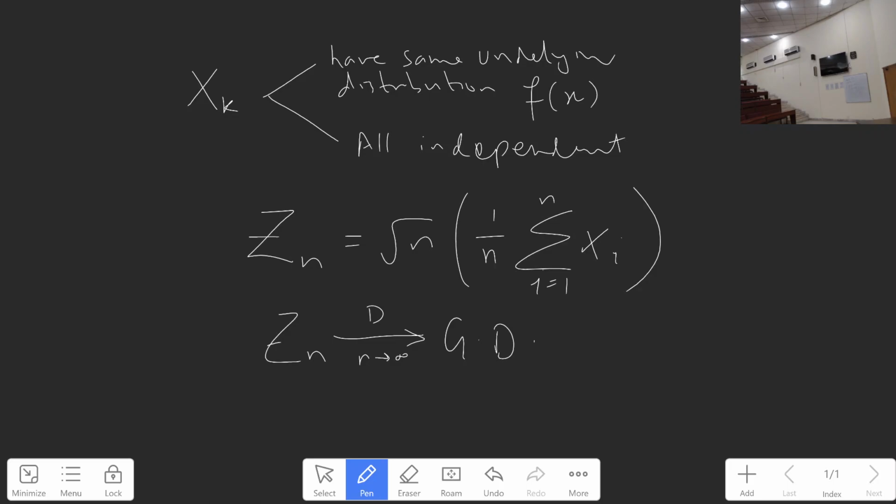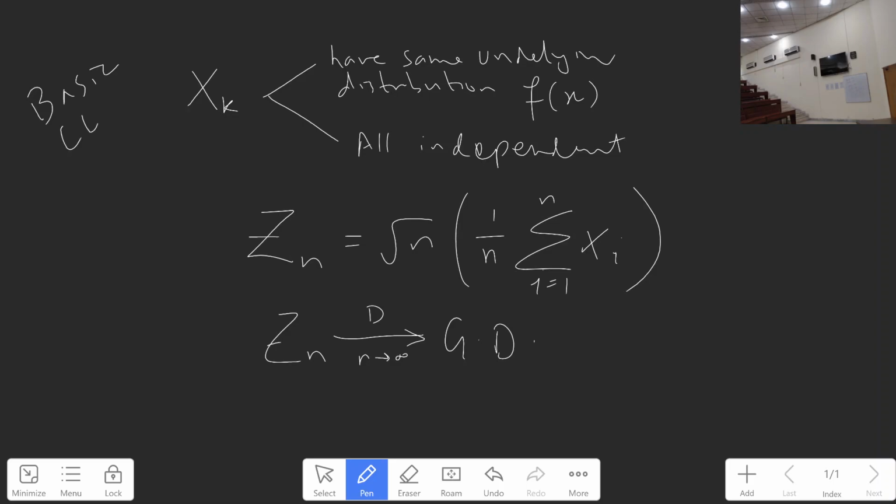So what you are saying is for any set of random variables that have the same underlying distribution, could be uniform, could be exponential, could be anything else, if they are all independent, then their average will have Gaussian distribution. Now this is called the basic central limit theorem.